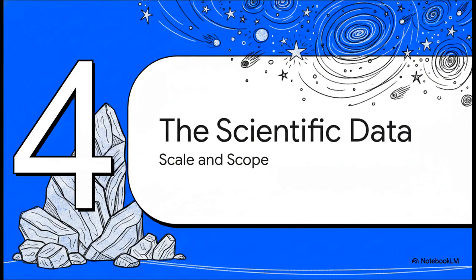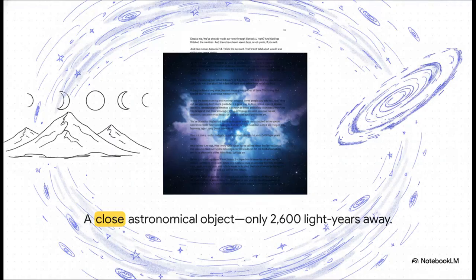Which brings us to Section 4. The scientific data. Scale and scope. So let's transition to the general revelation of nature. Look at this awe-inspiring astronomical object located within our own Milky Way. It is 2,600 light-years away, and incredibly, astrophysicists consider that to be practically right next door. The sheer scale of space is just mind-blowing, and it constantly forces us to expand our mental frameworks.